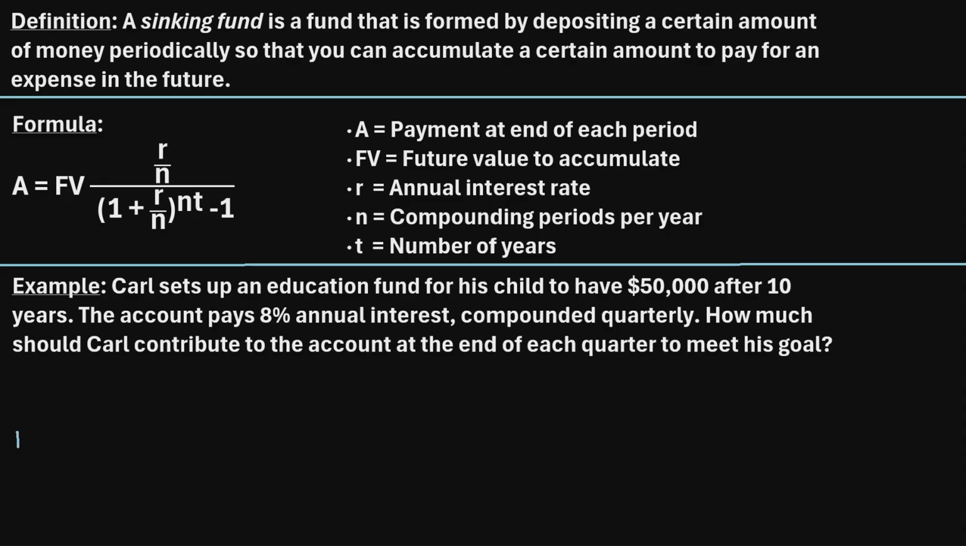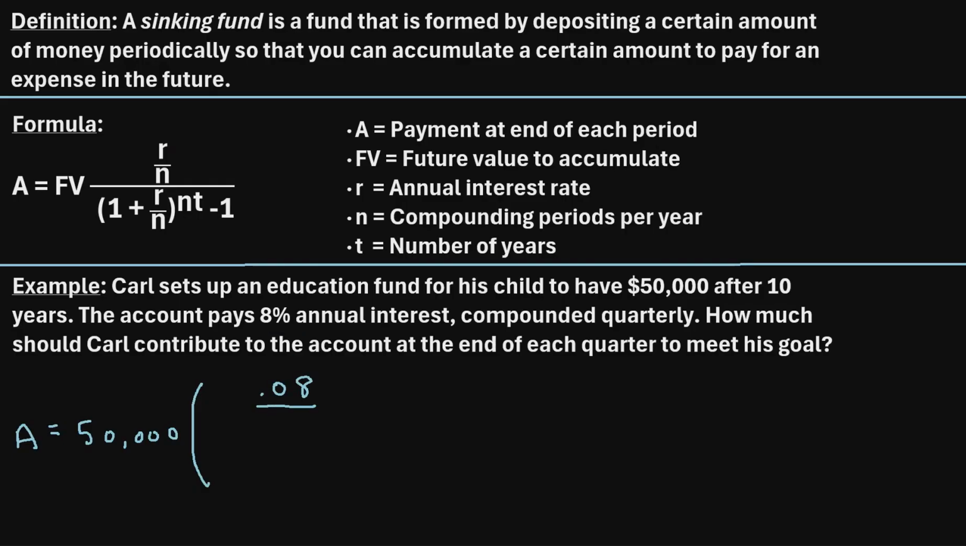We can say A, the payment that Carl should be making at the end of each period, is equal to the future value. So the future value is $50,000. That's how much he wants to accumulate. So we'll go ahead and fill that in for FV, the future value. And then we're multiplying that by R over N in the numerator. So R is the annual interest rate, which we're told is 8%. So as a decimal, that would be 0.08.